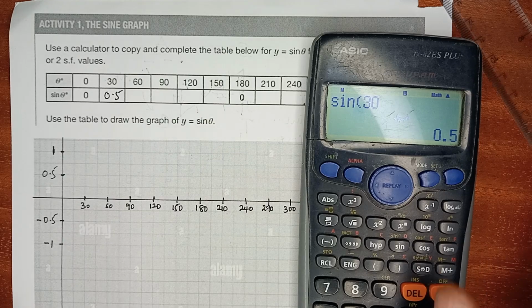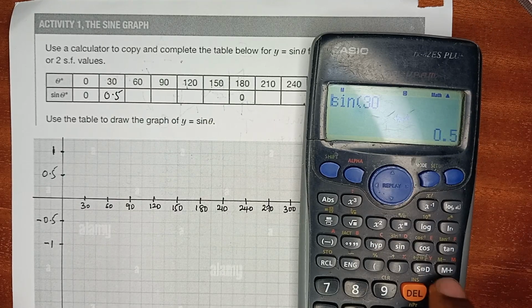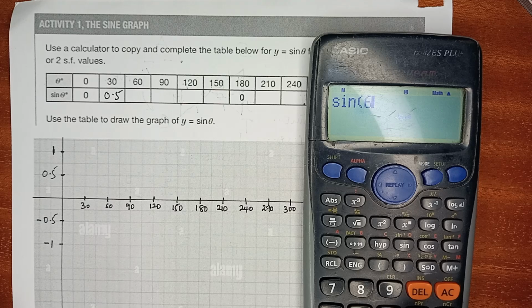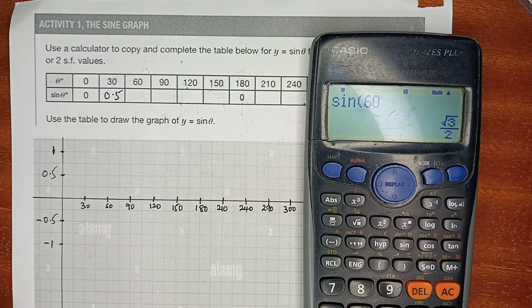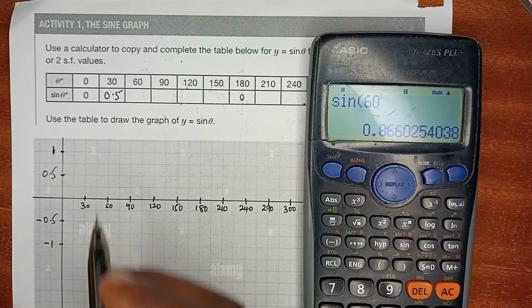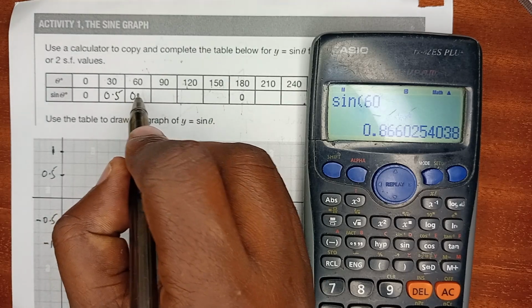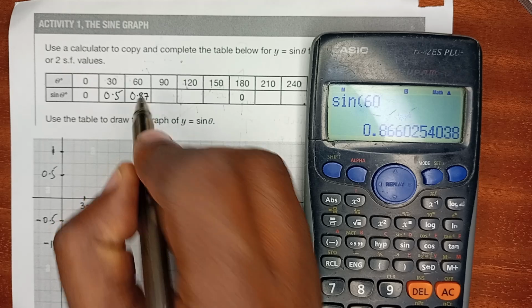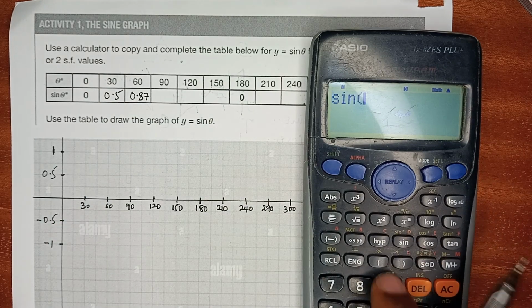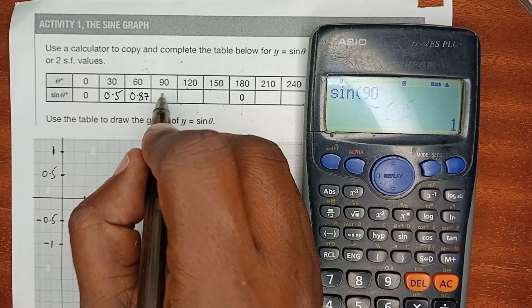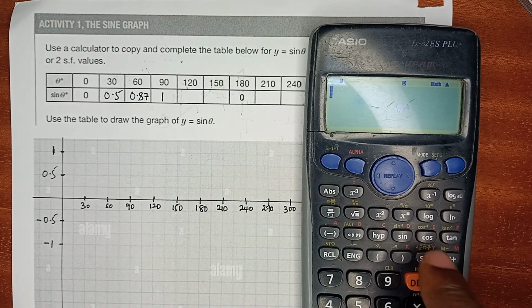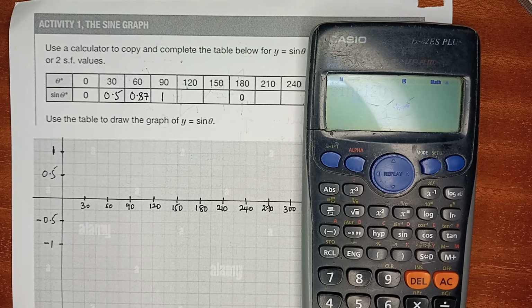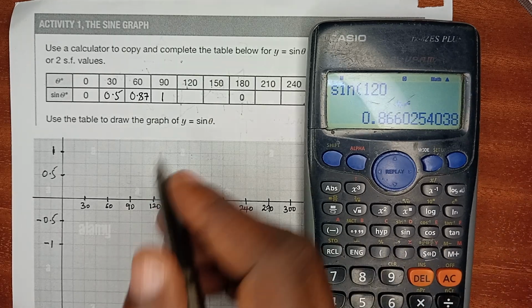What about the sine of 60 degrees? The sine of 60 degrees equals root 3 over 2. That is exact, but of course in decimal it is 0.87, let's say. What about the sine of 90 degrees? It is 1. The sine of 120 degrees is again 0.87.